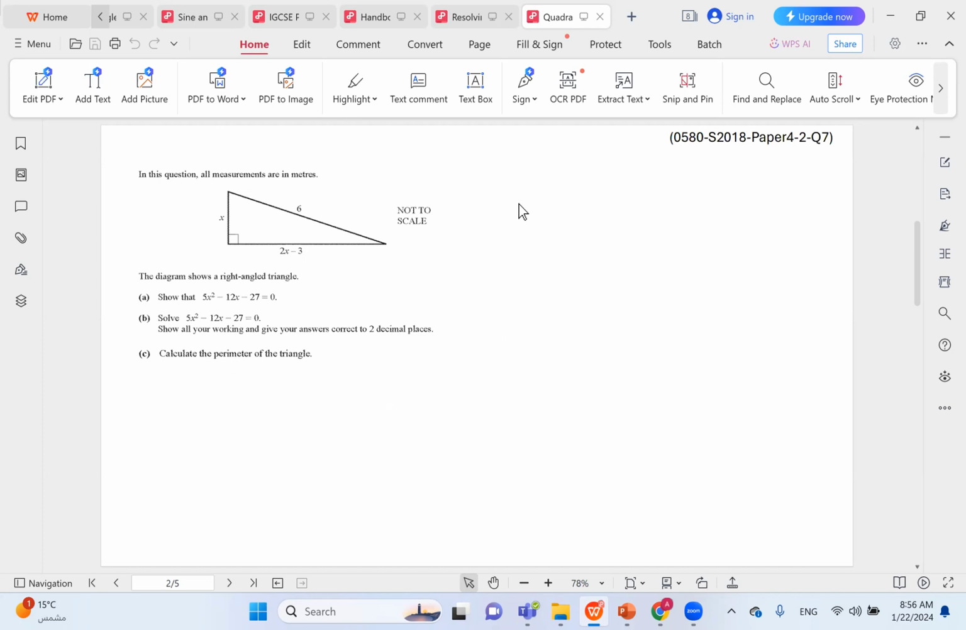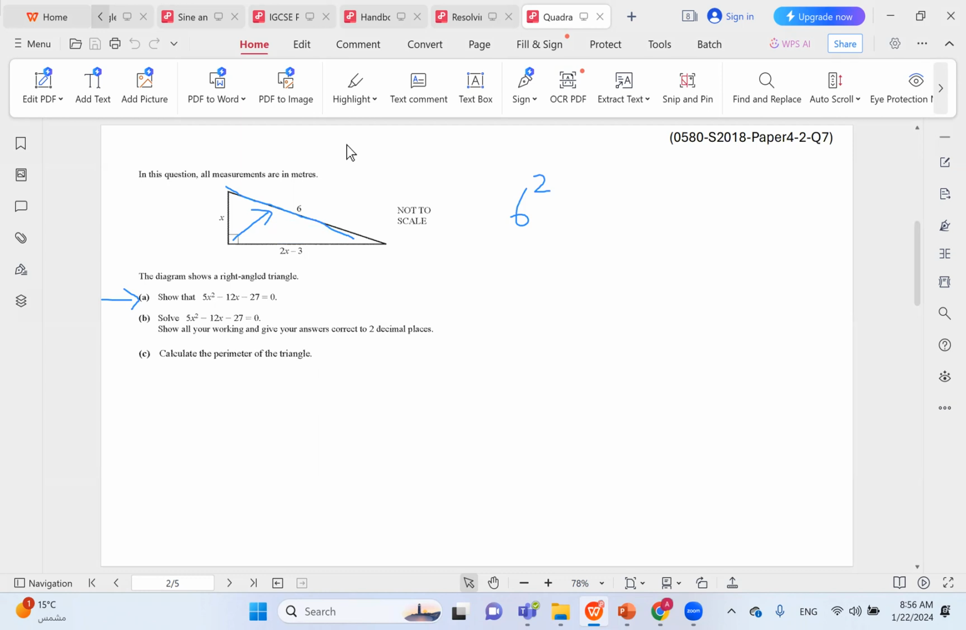So in this question, we have a triangle with sides x, 2x minus 3, and 6. And we are required to find an equation in x. Of course, since this is a right-angled triangle, we will use the Pythagorean theorem here. So we have 6, which is the hypotenuse. The hypotenuse of the Pythagorean theorem is the longest side of the triangle. It's also always opposite to the 90-degree angle.